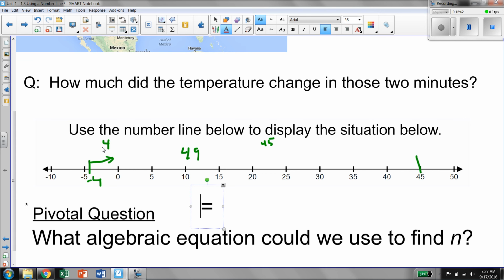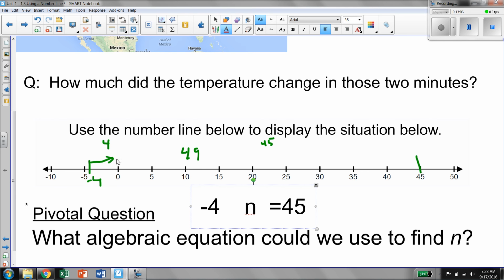We started at -4, and something happened, I'll leave a little space there, and we wound up at 45 degrees. Now what was that thing that happened? We later found out what it was, but for now we're just going to say n happened. Okay?